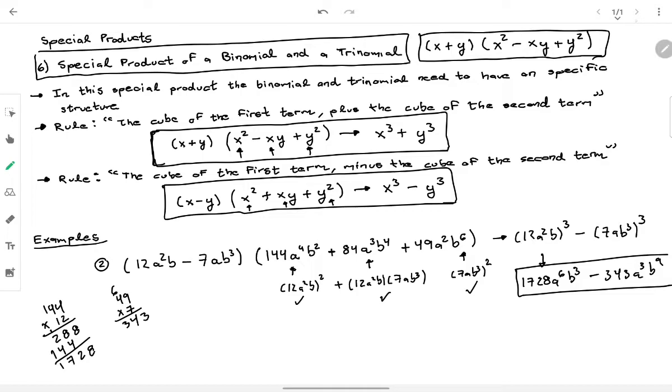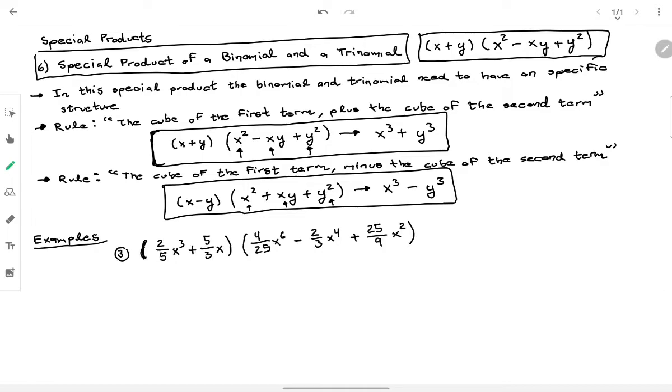Let's see another example. So in this third example, it's something similar. Remember, the important part is to review if the trinomial has the specific structure. So the first one must be the first term squared. So in this case, 2 times 2 is 4, 5 times 5 is 25, x to the third to the second power is x to the sixth, so it's okay.